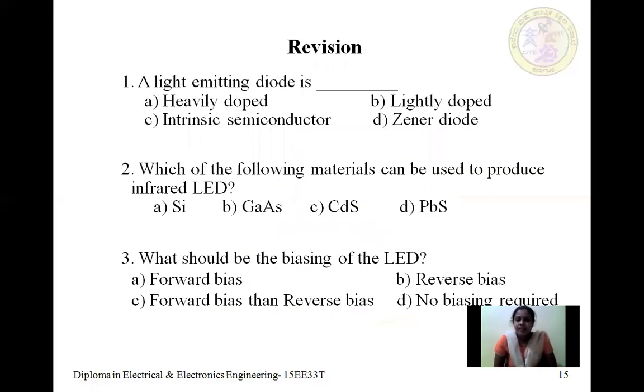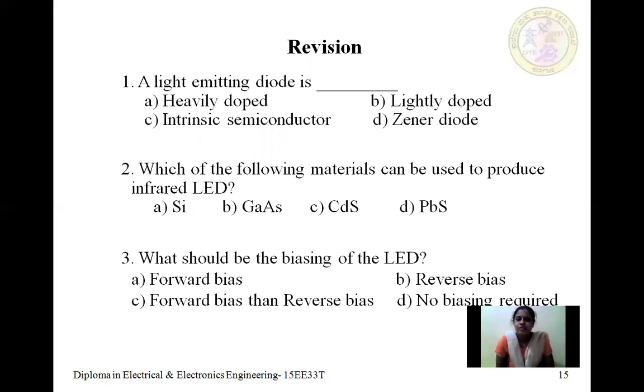Now let me have a revision on today's session. The first thing is a light emitting diode. So this light emitting diode is a heavily doped diode. The answer for this first one is heavily doped. The LED is a semiconductor device which is heavily doped. The answer is option A, that is heavily doped.